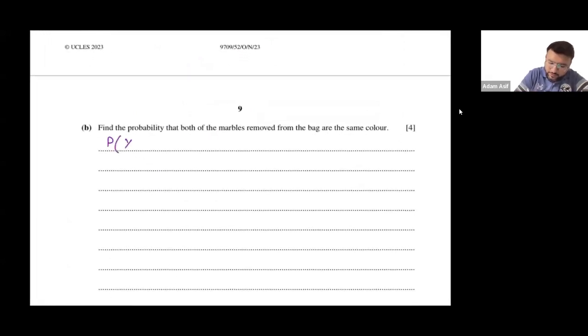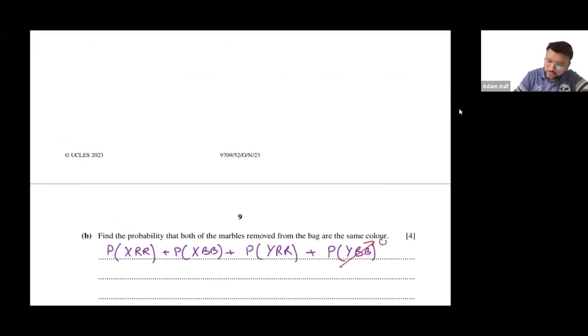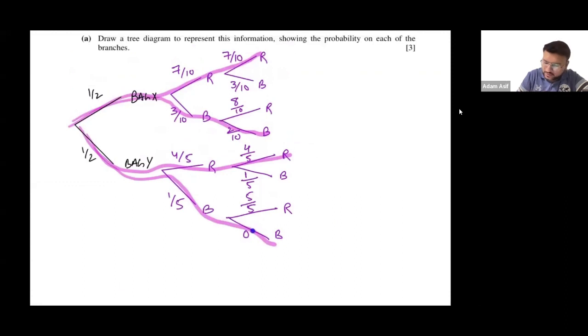Probability that it's from bag X and red red. Probability that it's from bag X and blue blue. Probability that it's from bag Y and red red. And probability of Y from blue blue. But we know that this is 0, because since our probability is 0, 0 multiplied by any probability is going to give you 0.